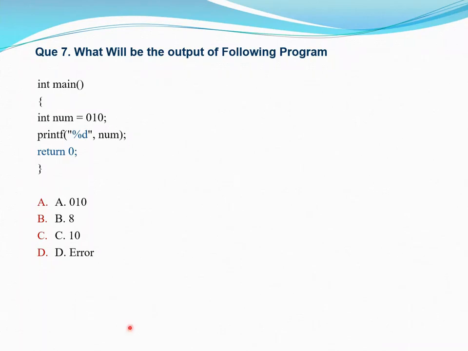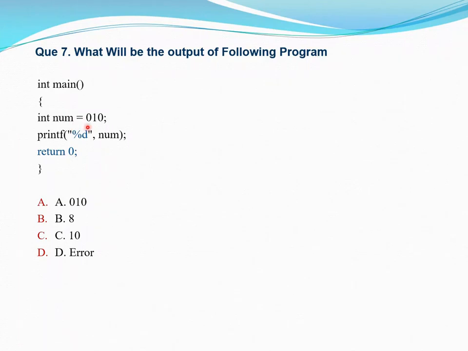So in this program, a variable num is declared of integer data type and it is initialized with the value 010. And you know that any value if preceded with 0 will be considered an octal integer constant. So therefore this value 010 is an octal integer value. Hence the integer variable num is initialized with the octal integer constant 10.